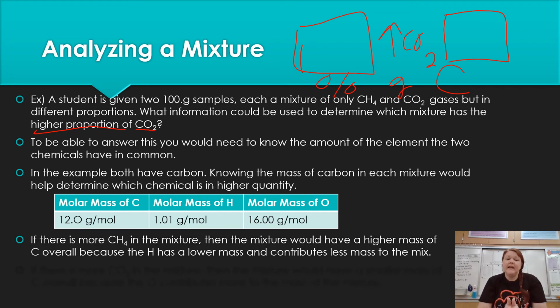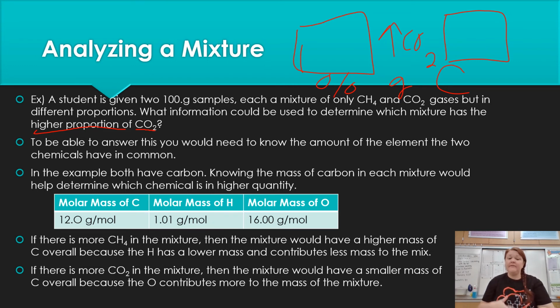So let's analyze this. If there was more CH4 in the mixture, then the mixture would have a higher mass of carbon overall, because hydrogen has a really small mass and contributes less mass to the mixture. So if I have a whole bunch of CH4, then I'm going to have a whole lot of mass of carbon, right? Overall, higher percentage of carbon. If there was more carbon dioxide, CO2, then the mixture would have a smaller mass of carbon overall, because the oxygen has such a big mass.